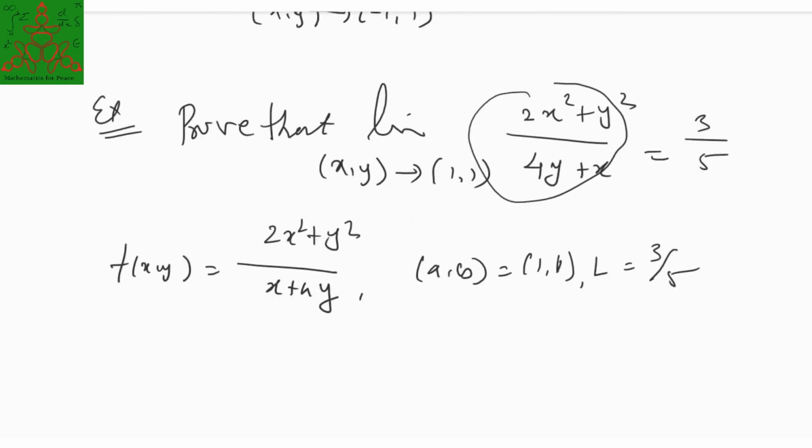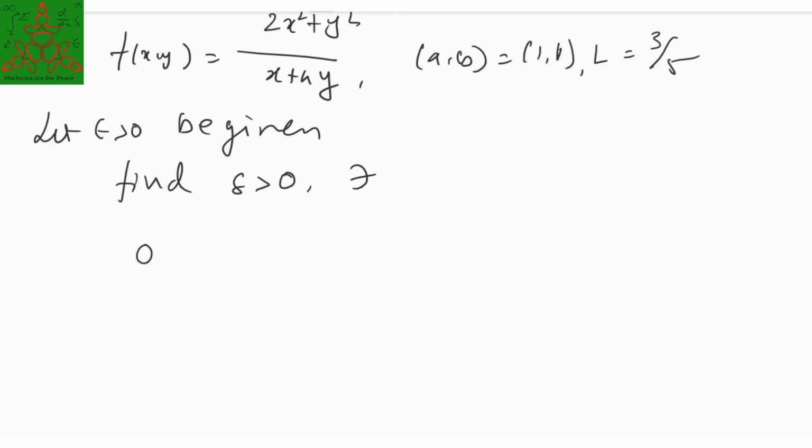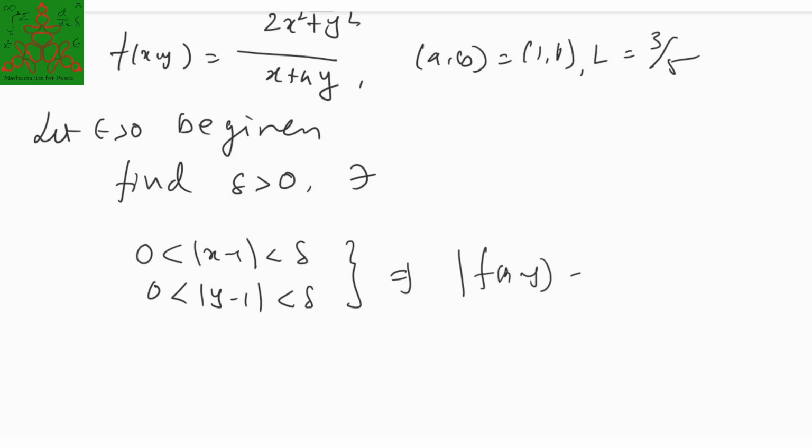So here also we need to find, let epsilon greater than 0 be given. What do we need to find? Delta. So find delta greater than 0 such that 0 less than modulus of x minus 1 less than delta and 0 less than modulus of y minus 1 less than delta implies modulus of f of xy minus L is less than epsilon. So I am starting again with this.